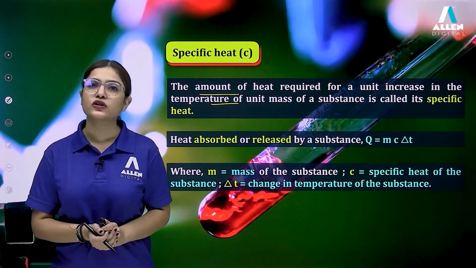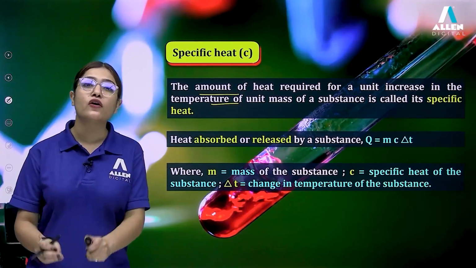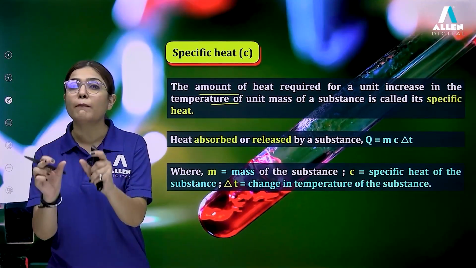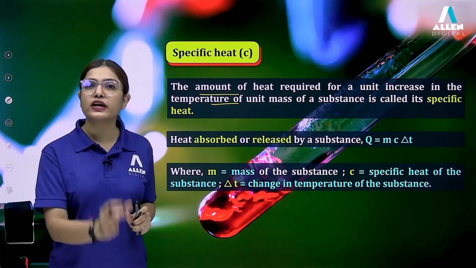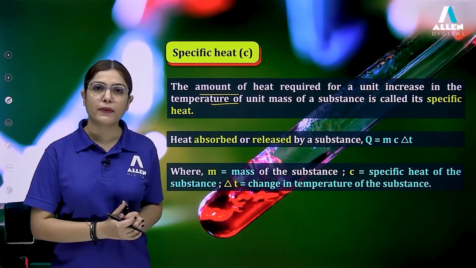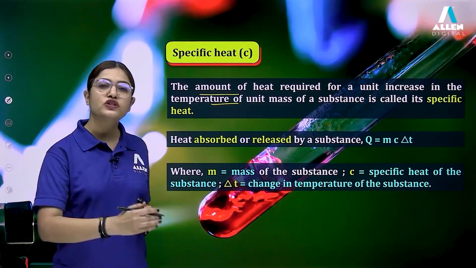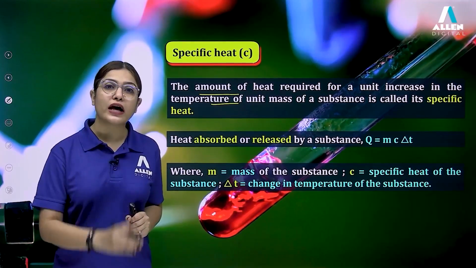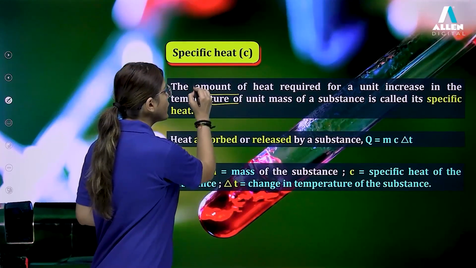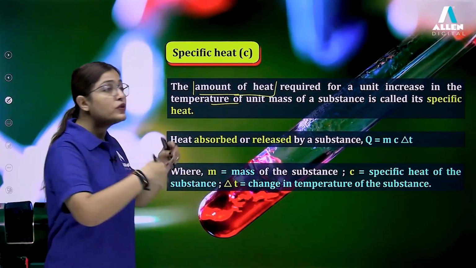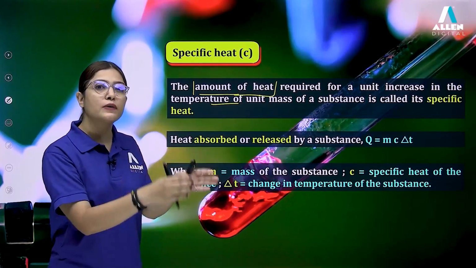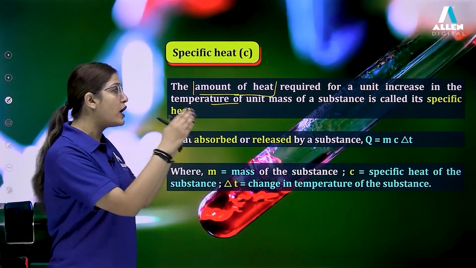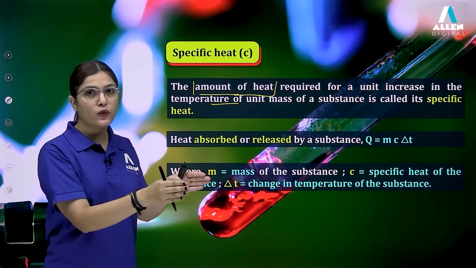So what we are actually telling you is the amount of heat required, that is specific heat, right? If I'm taking 1 gram or 1 kilogram mass, and you are raising the temperature by 1 degree Celsius, that means we are talking about the amount of heat required to raise the temperature by 1 degree Celsius of any substance, and the mass should be 1 gram or 1 kilogram.